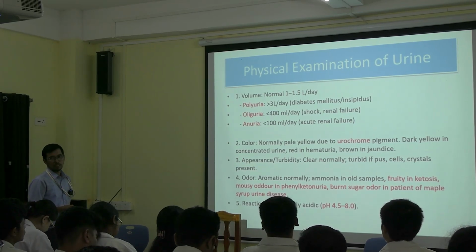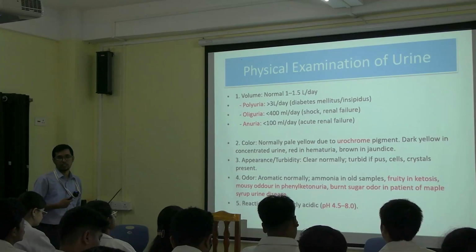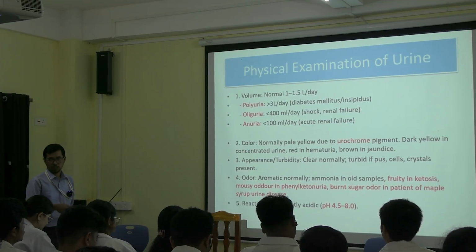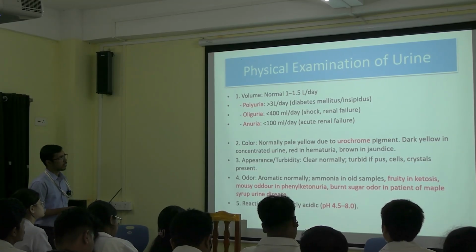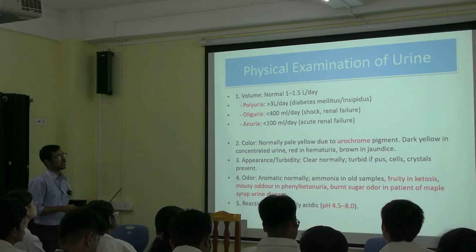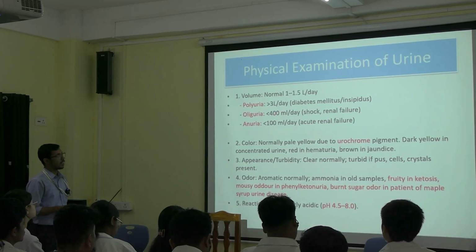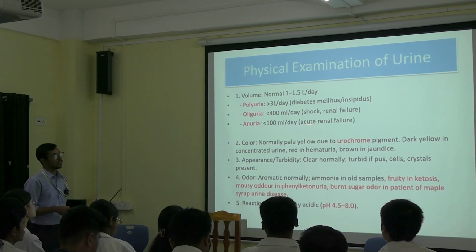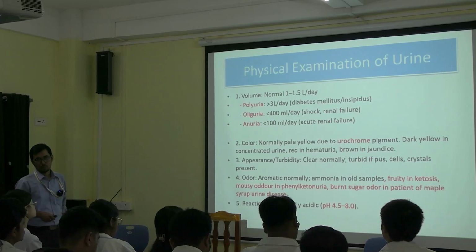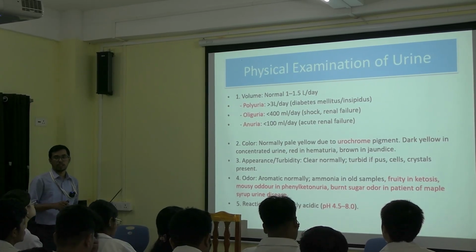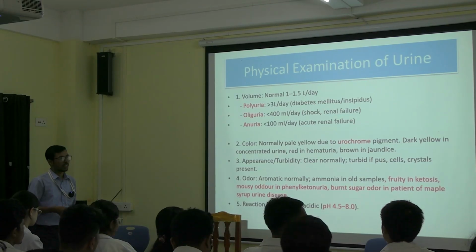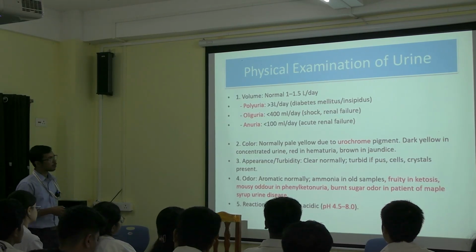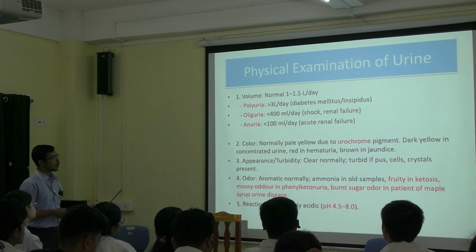Then in renal failure, if the kidney gets infection, then the kidney won't be able to filter. Ultrafiltration won't be proper, then the volume will decrease. Then anuria is less than 100 ml. Due to sudden infection or any insult put on the kidney, it can be due to drugs, nephrotoxic drugs, then the kidney will stop functioning. Then color. What is the normal color of urine?